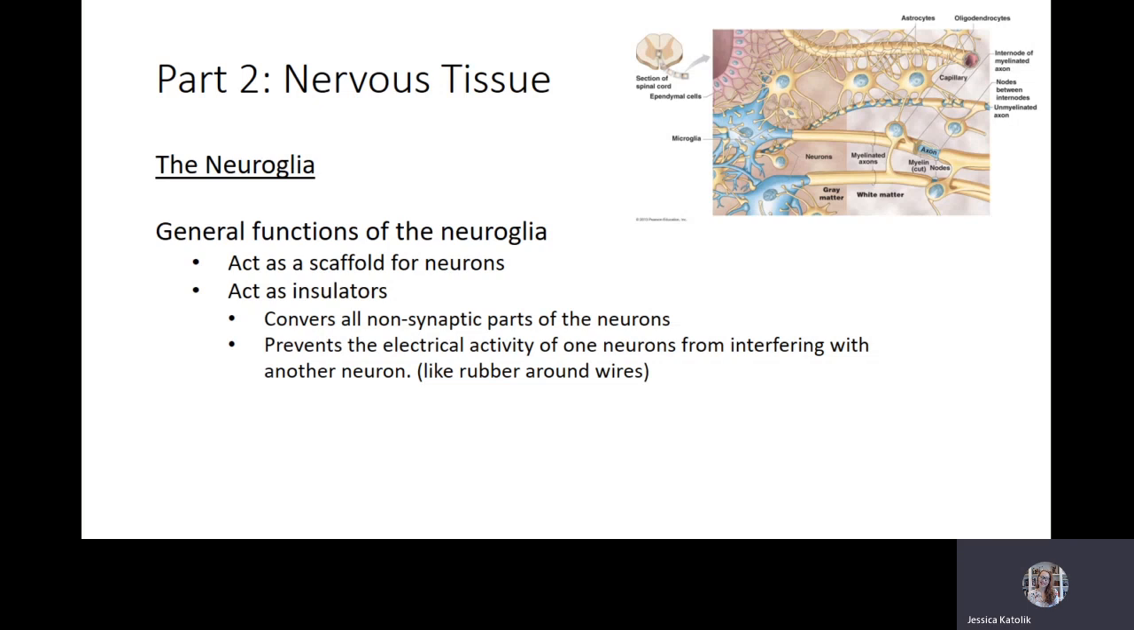So when we actually look at a neuron, almost the entire neuron is going to be covered by neuroglia to contain the electrical current where it needs to be, with the exception of the synapses. The synapses are going to have to be exposed, so two neurons are capable of communicating with each other. Think of it almost as wires. There's going to be rubber or plastic wrapping around wires so that when you have multiple wires in a bundle, the electricity won't jump from one to another.